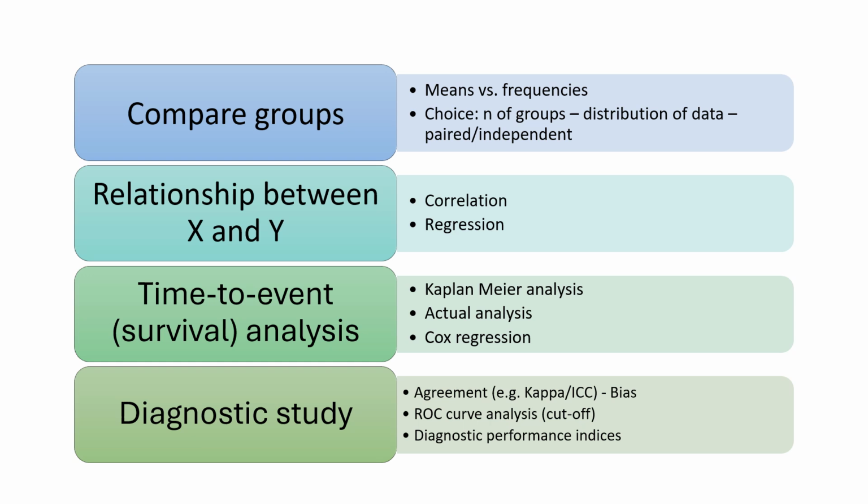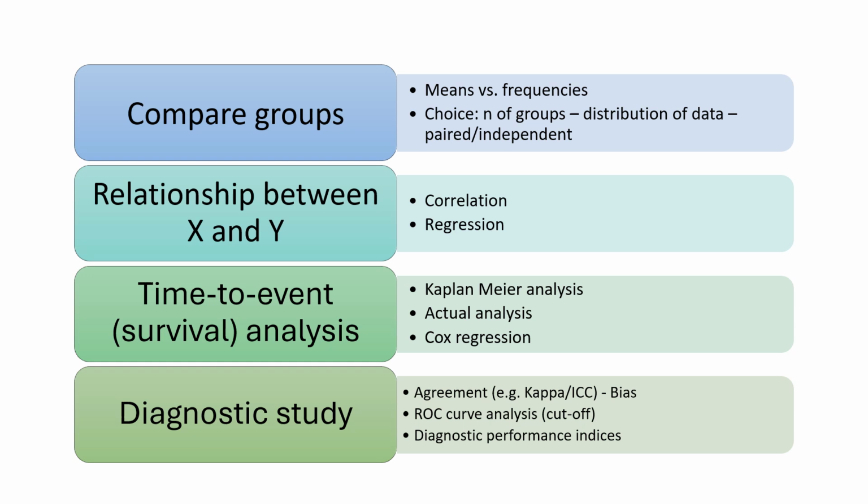The test of a relationship between two factors usually is conducted using correlation or regression. Time to event analysis is typically done using the actuarial analysis or the Kaplan-Meier method. Actuarial analysis is another alternative, and the relationship between an independent variable and a time to event data is usually done using the Cox regression analysis.